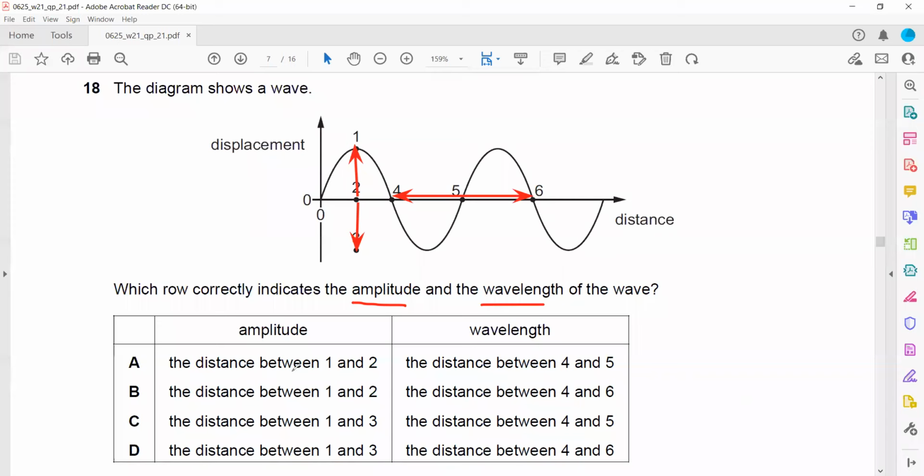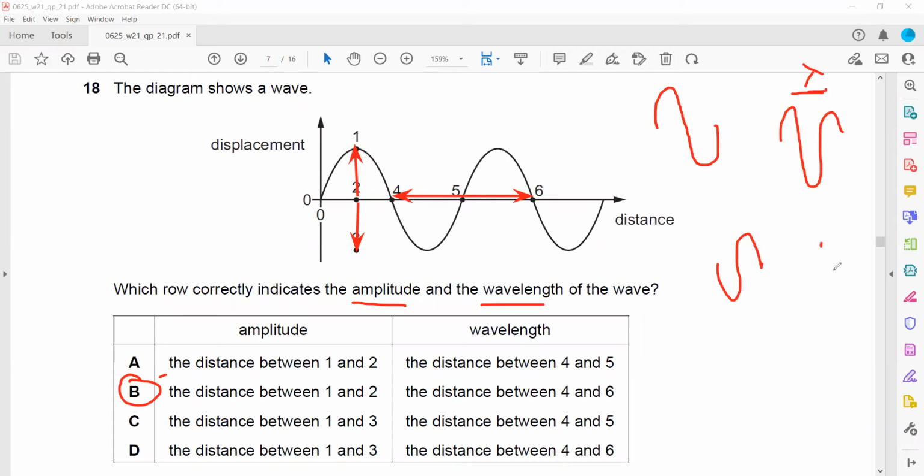So 1 and 2 is the amplitude, and what about the wavelength? The distance from 4 to 6. So B is the right answer, because the length of one wave, like one crest and one trough, or one trough and one crest, or the distance between two successive crests, or the distance between two successive troughs, these all lengths are known as wavelengths.